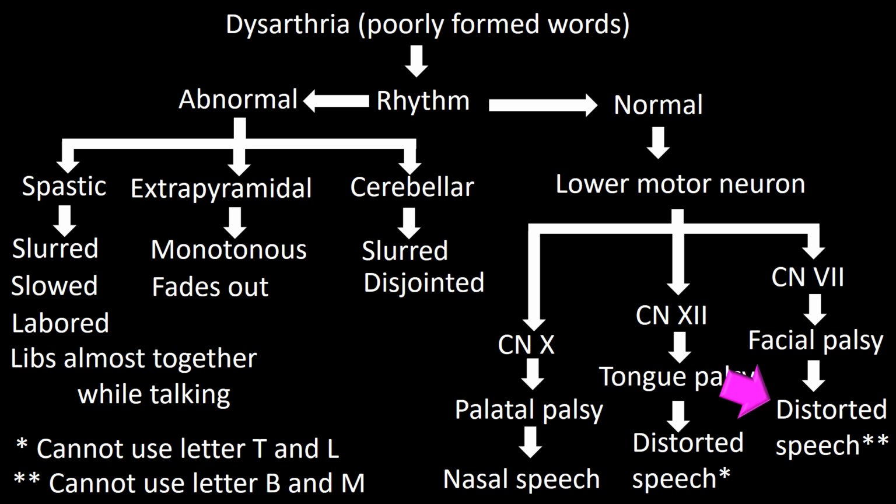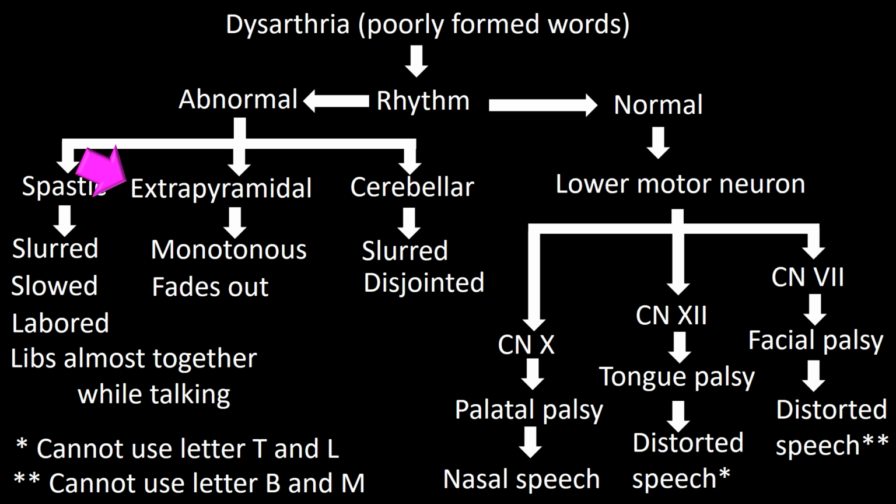If the speech is distorted and the worst pronounced letters are B and M, the patient has a facial palsy due to cranial nerve 7 involvement. These three types of pathology relate to lower motor neuron disease. On the other hand, if the patient's rhythm is abnormal, the easiest to recognize pathology is when it is due to cerebellar dysfunction. Patients with this condition talk like drunks. The speech is slurred and disjointed.